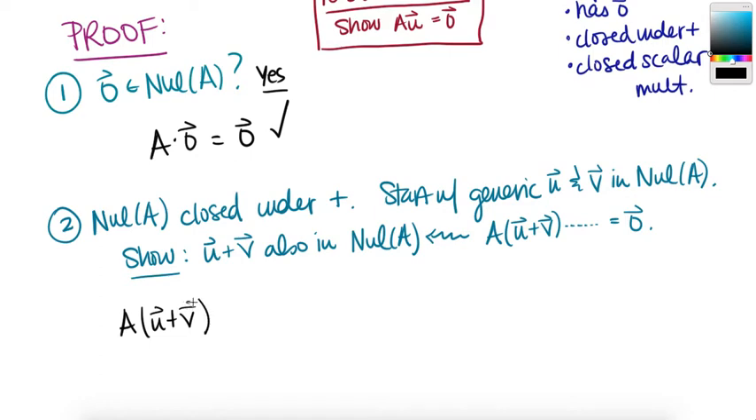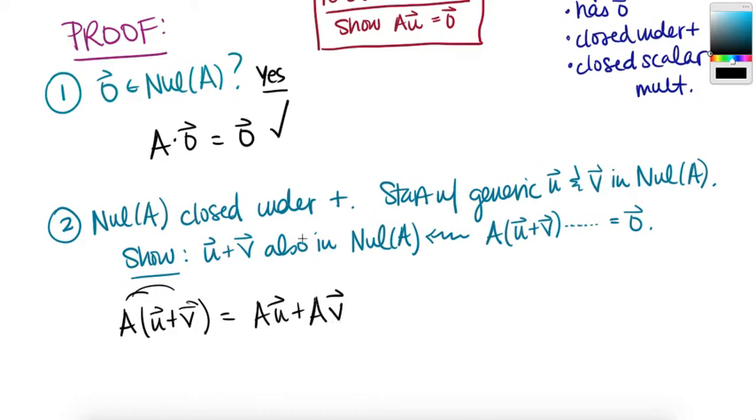Y'all, I love this proof so much. It's so great. Okay, so now if we were in class, I would ask you, okay, well, what can I do next? And even if you don't know what is happening, if I give you something that looks like this, distributing is an option. So we're going to do that. Okay, A times u plus A times v.